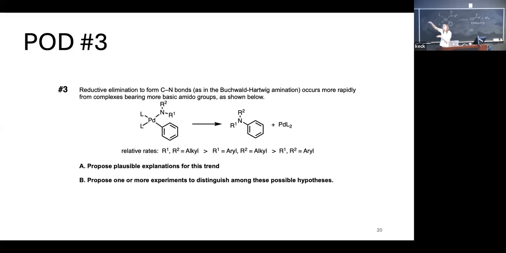That means that the barrier to go to the transition state for reductive elimination is going to be smaller, like a smaller ΔG double dagger, right? So that is point number 2.